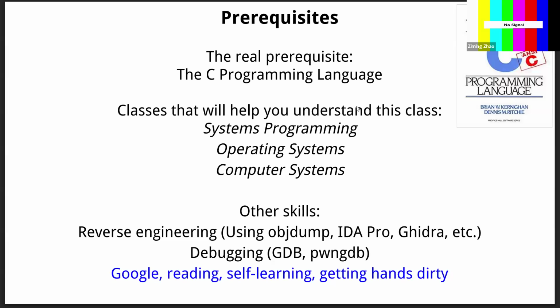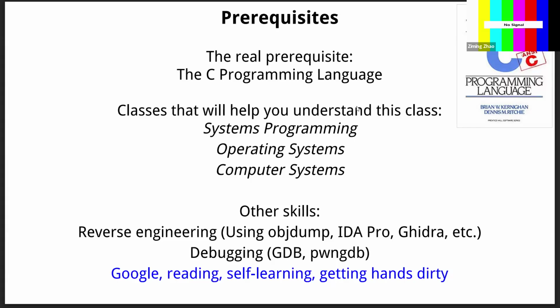The real prerequisite for the class, I think, is the C programming language. If you have never programmed in C, it will be a little bit challenging for you to take the class. And I cannot cover C programming in this class, obviously. So I also recommend you read the classic book, The C Programming Language, throughout the semester. By reading this book, you will find that the classic examples in it have bugs we can exploit, and we're going to learn how to exploit them. System programming, operating systems, and computer systems all help, but are not necessary.